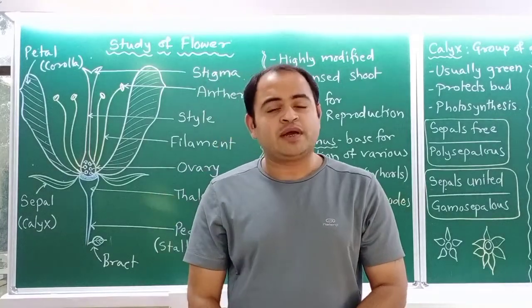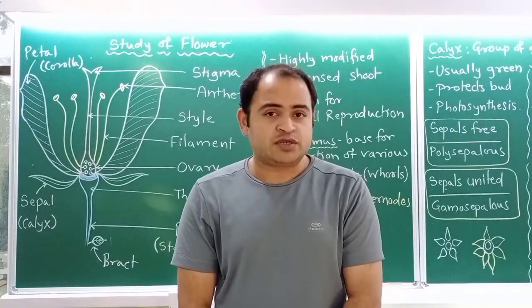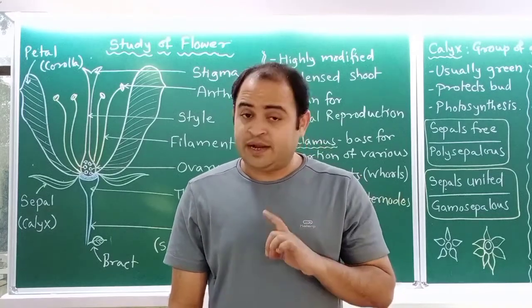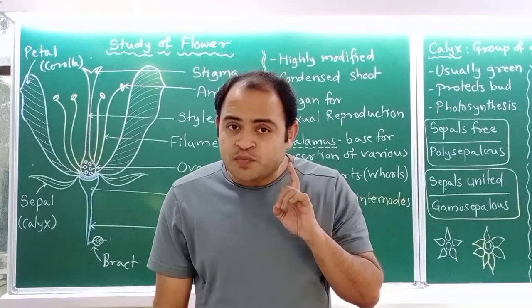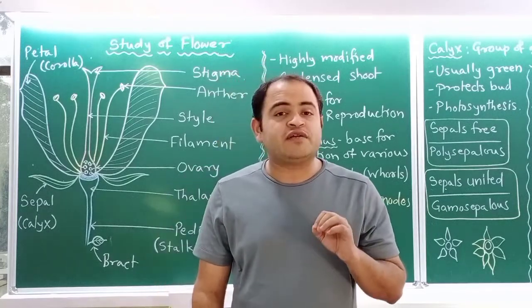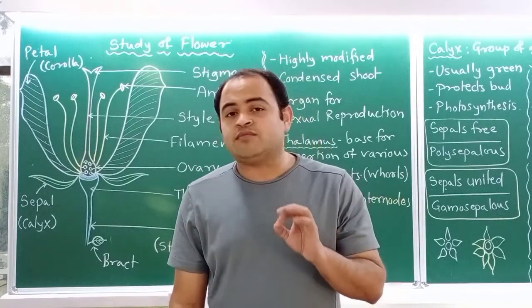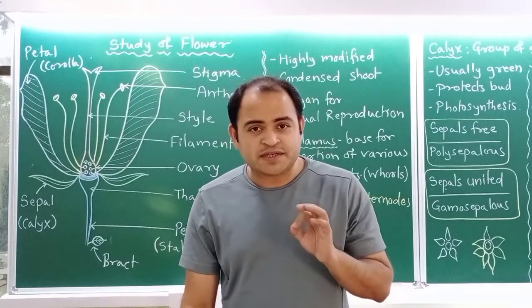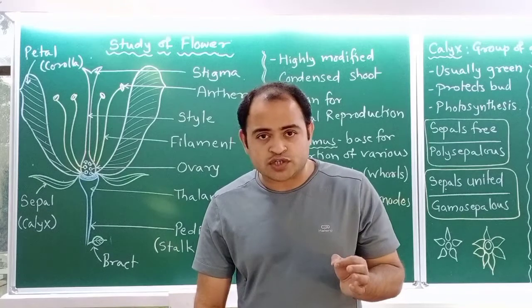And always remember, in self-pollinated plants, always there is a margin for cross-pollination. And in the cross-pollinated varieties, always there is a margin for self-pollination. Do you understand this particular word, self and cross?